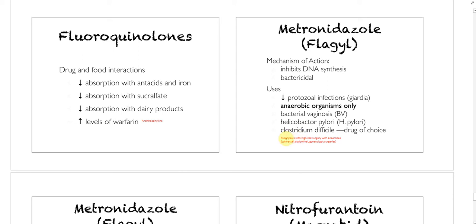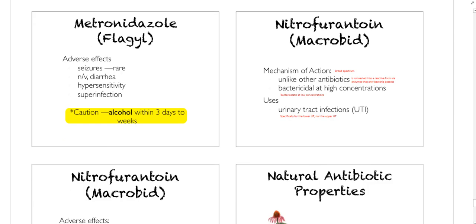We may use this as a prophylaxis during high-risk surgeries where anaerobes might have the potential of gaining a foothold. So colorectal surgery, abdominal surgery, or gynecologic surgeries are going to potentially disrupt the anaerobic balance of microbes. So taking this prophylactically can help there.